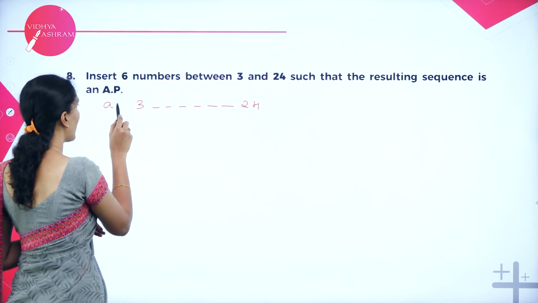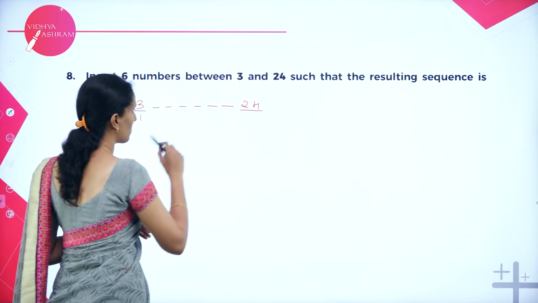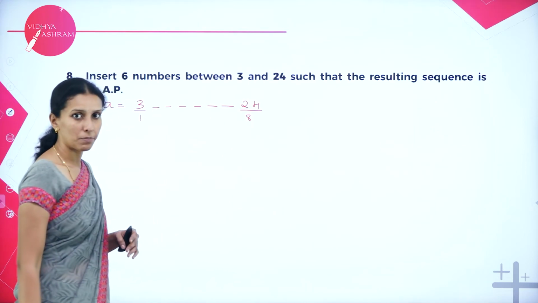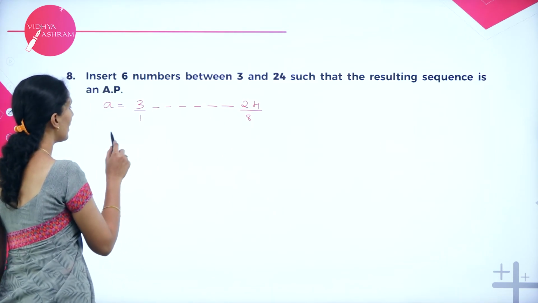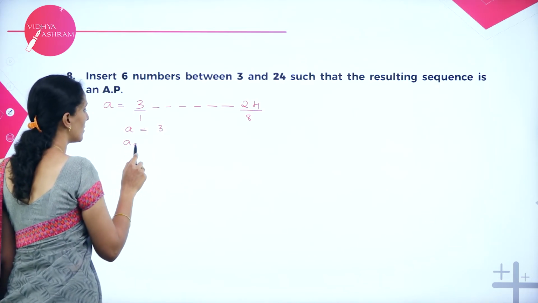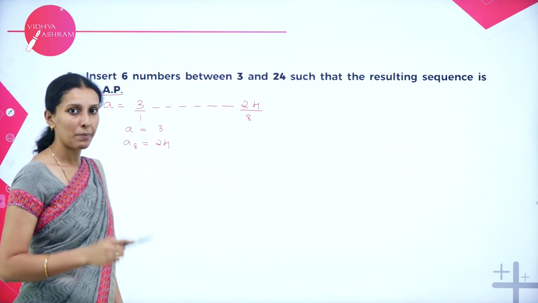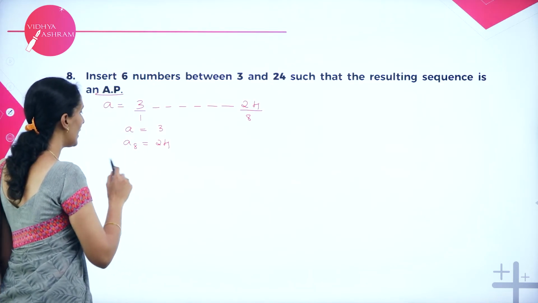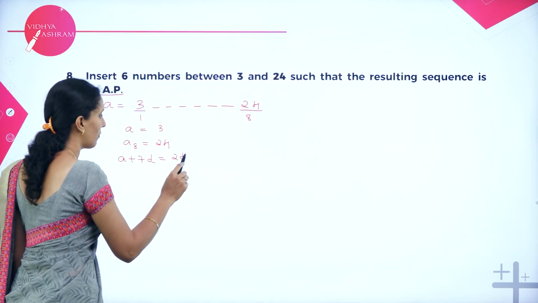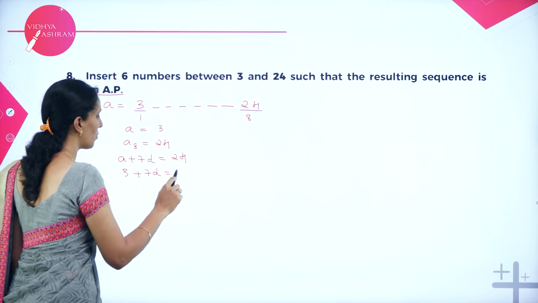So, this will be my first term because it is in the first place and this is the last place. So, 1 plus 6, 7, and this is in the 8th place. So, that means clearly we can write A is equal to 3, A8 is equal to 24. The resulting sequence is an AP, they said. So, therefore, A8 can be written as A plus 7D is equal to 24. We got A as 3, 3 plus 7D is equal to 24.